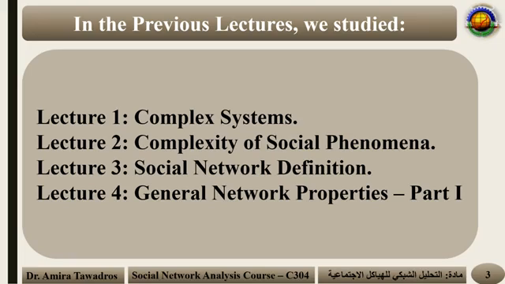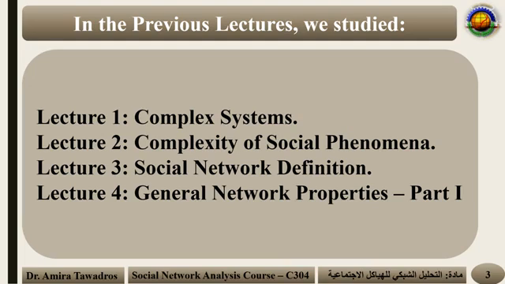Let's start with a brief review of what the previous lectures covered. In lecture 1, we discussed the concept of complex systems, and I know you studied this in the first year, but we revised the concept of complex system. And then in lecture 2, we studied complexity of social phenomena. And in lecture 3, we started by the definition of social network, and this is why we studied complexity and complex system, because social network is one way of modeling complexity of social phenomena in order to understand the complexity of social phenomena. And also social network analysis is one methodology that can be used in order to study complex systems. So these are covered in the three first lectures.